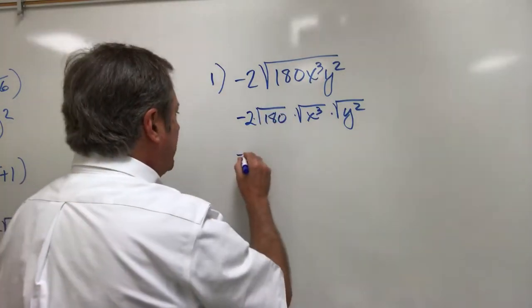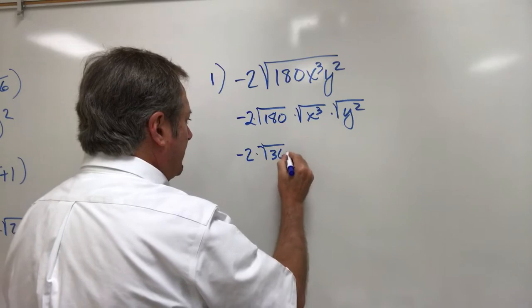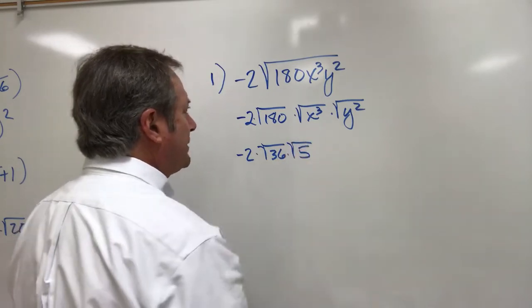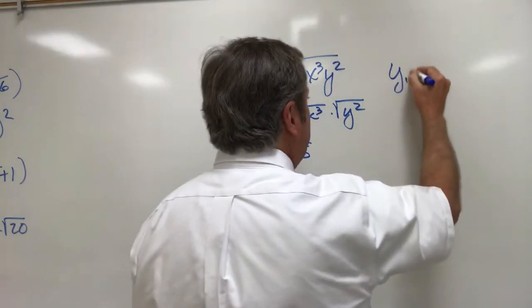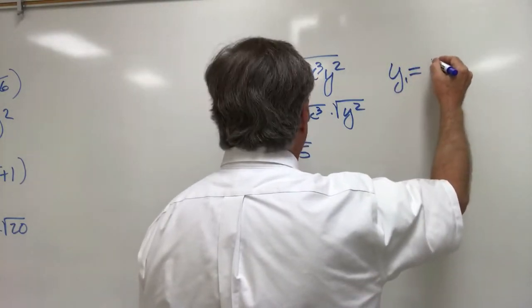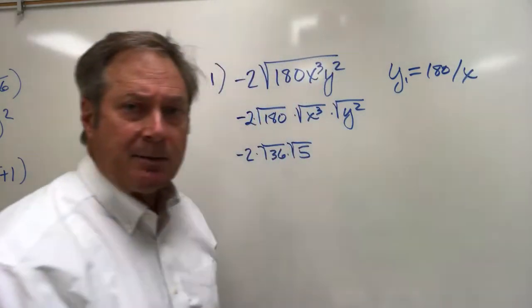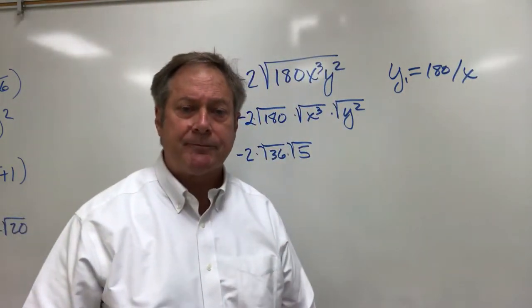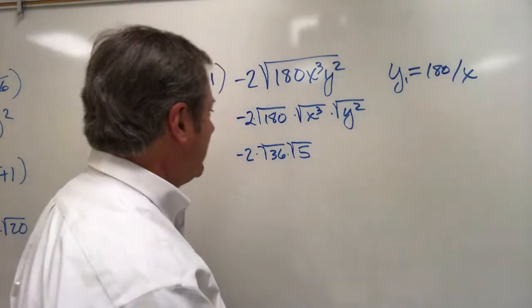Now, I happen to know that the square root of 180 breaks down into the square root of 36 times the square root of 5. Now, you probably would not know that. So, go into your calculator and put 180 divided by x, and then go look at the table, and it will give you the right factors, and you'll find the largest perfect square, because that's what we're trying to do.